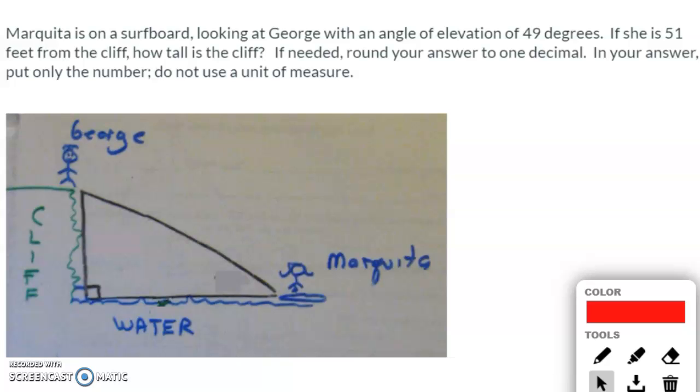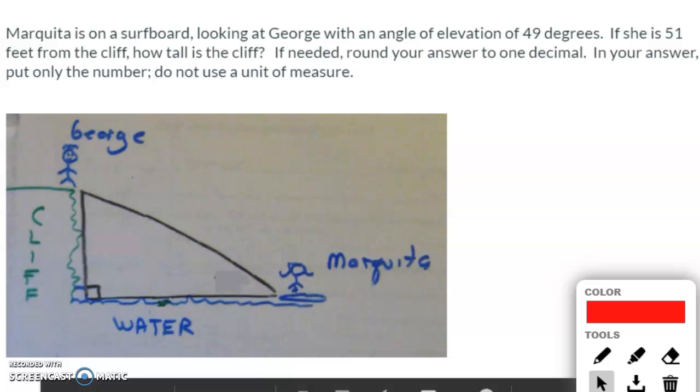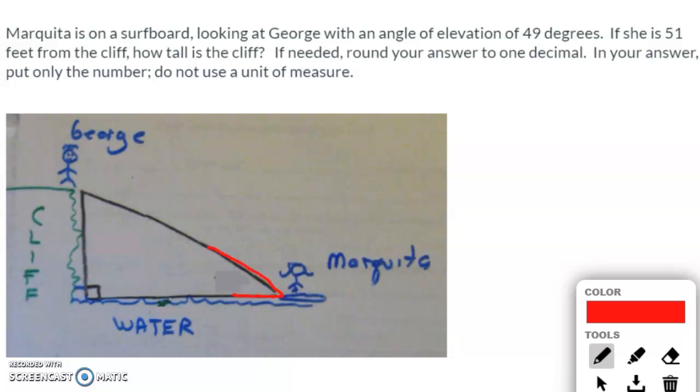And another problem from the test is this problem where Makita is on the surfboard. There's Makita. And looking at George with an angle of elevation of 49 degrees. Okay, so this time she's looking up. So this is 49 degrees. And she is 51 feet from the cliff. And how tall is the cliff? And that's what we're trying to figure out.